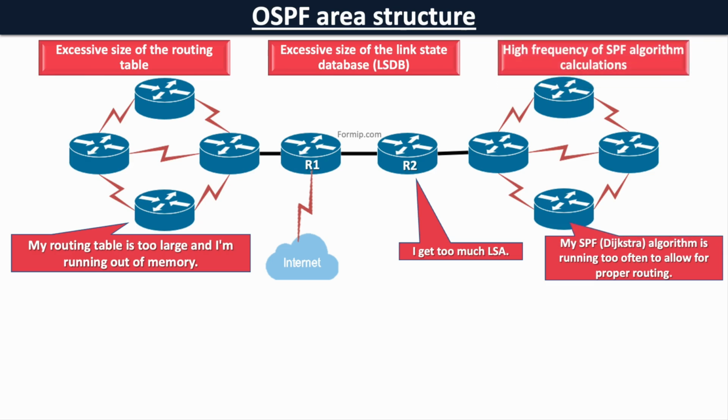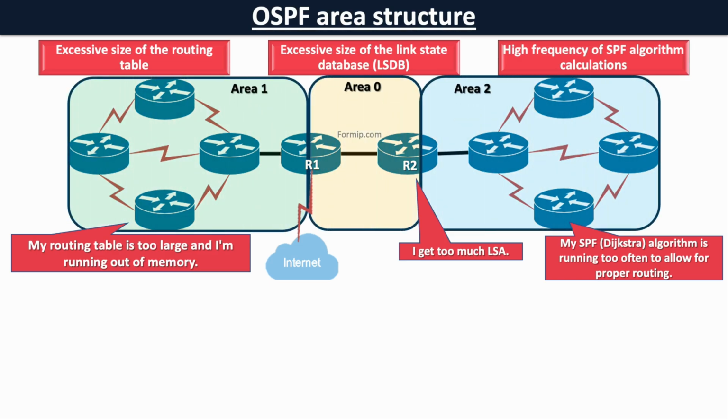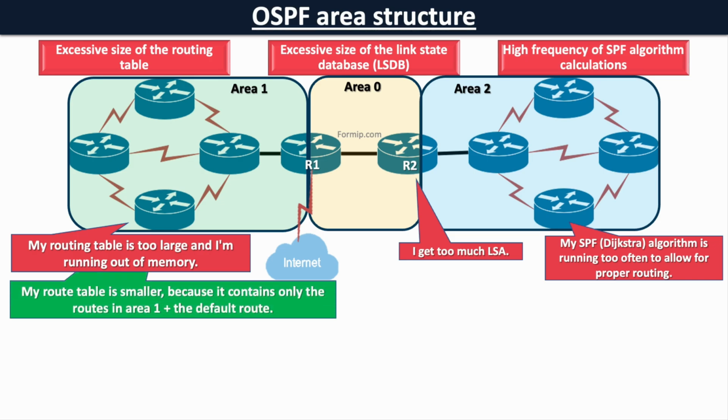And we can have a high consumption of CPU resources, because in a large network, there are many topology changes. And with each change, routers have to restart their SPF algorithms to update their routing tables. That's why the OSPF protocol allows routing to be divided into several areas. The main area is called the backbone area. This is area 0, and all other areas must be connected to it.